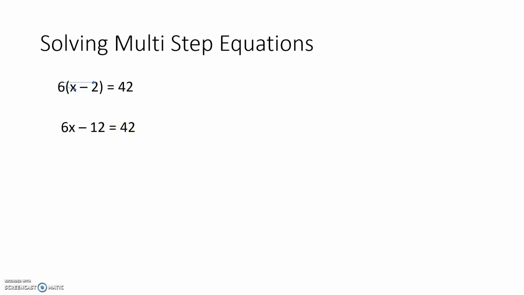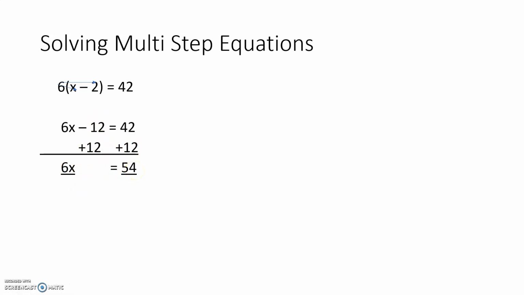Now there's nothing to combine on the left side. Those are unlike terms, so you can skip to number 3. I want to move all my constants to the right side. So I want to add 12 to both sides. If you have minus 12, the inverse operation is adding 12. Because I'm going to add 12 to both sides, those cancel out, and I'm left with 6x equals 54.